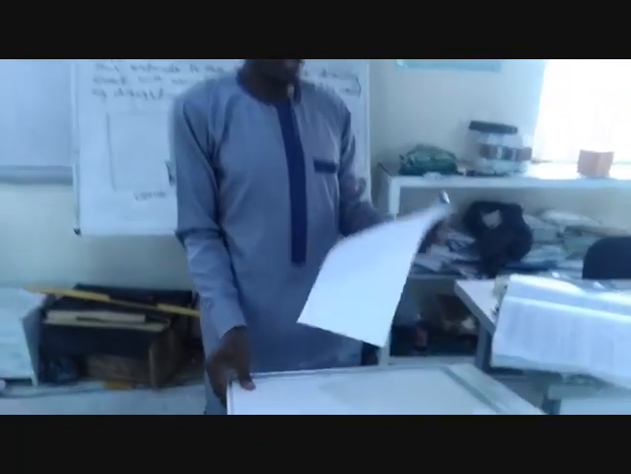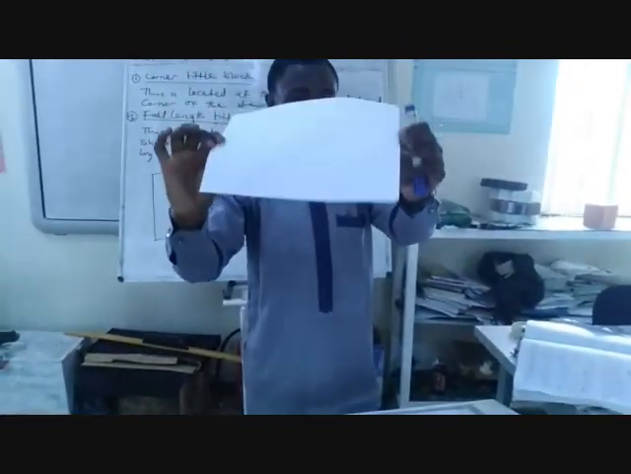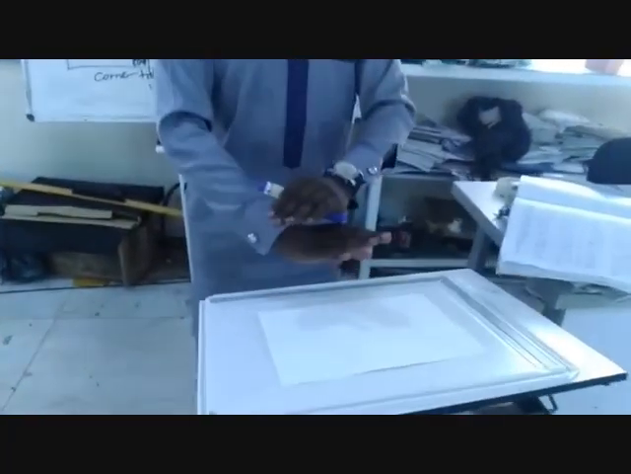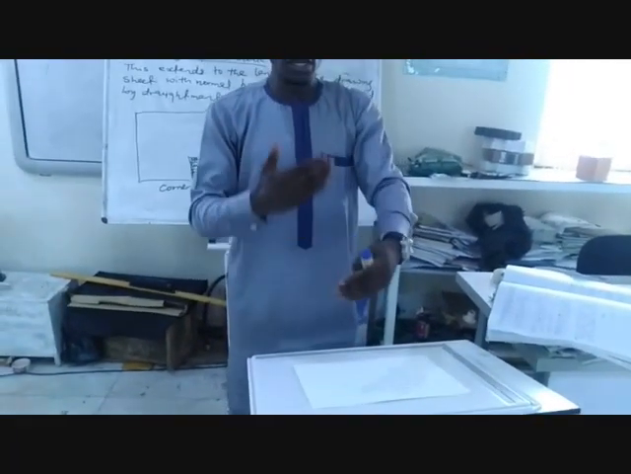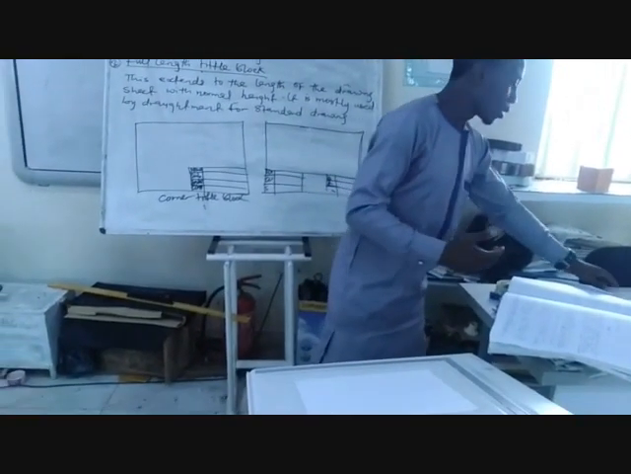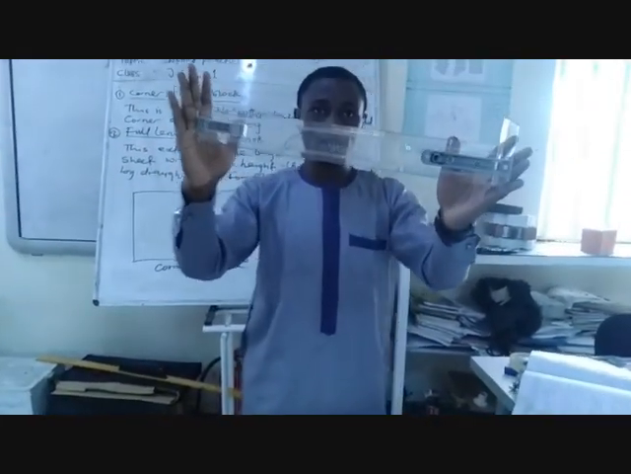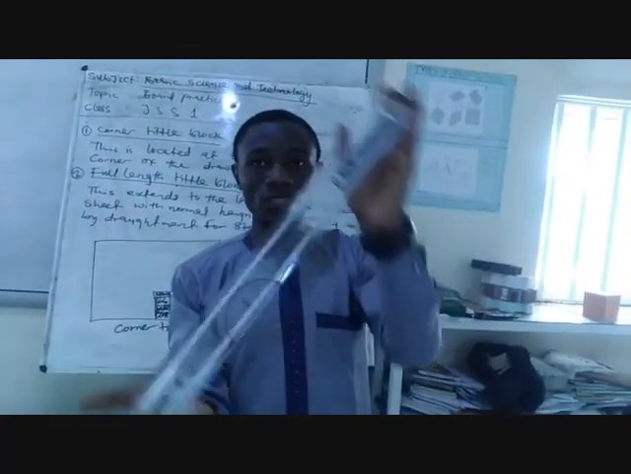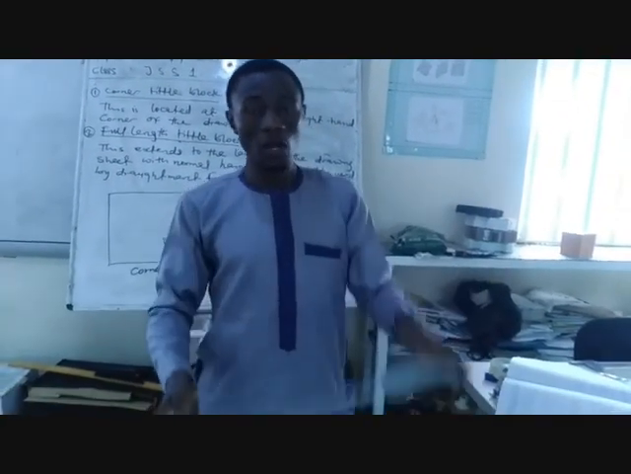As we said, this is our drawing board. If you take your drawing paper, you can put it here. You can't set it anyhow. There are some procedures you need to follow. And this is our T-square, I know you all know this. The T-square is going to guide you to set your drawing paper on your drawing board.